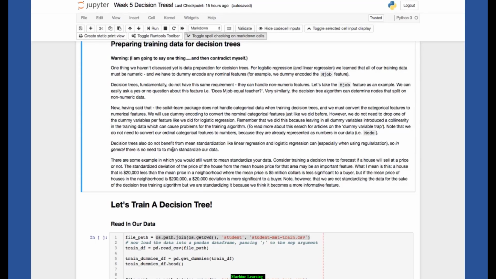However, I don't want you to think that you can get away with never mean standardizing your data. So a decision tree doesn't require it, whereas with logistic or linear regression, you want to think about it very seriously. You want to think about mean standardizing your training data. But the decision tree doesn't require it. However, there are some data sets where it just makes sense to mean standardize your data because it actually makes a better feature. So I'll give a really simple example.